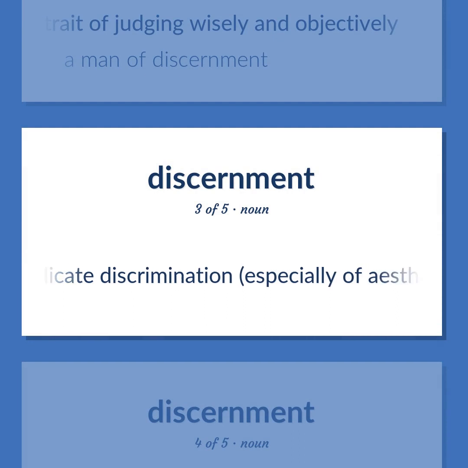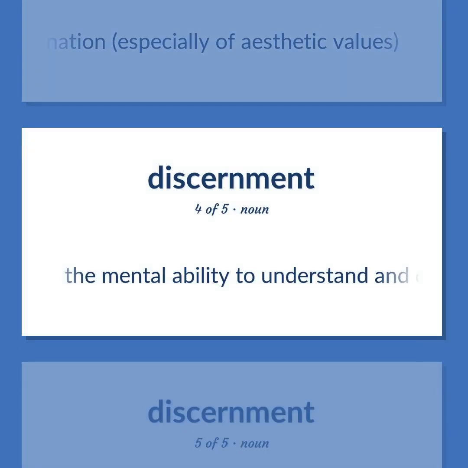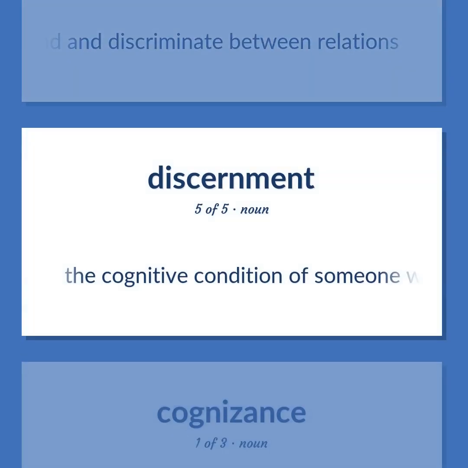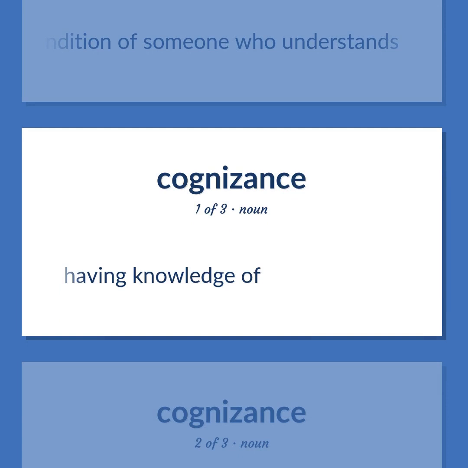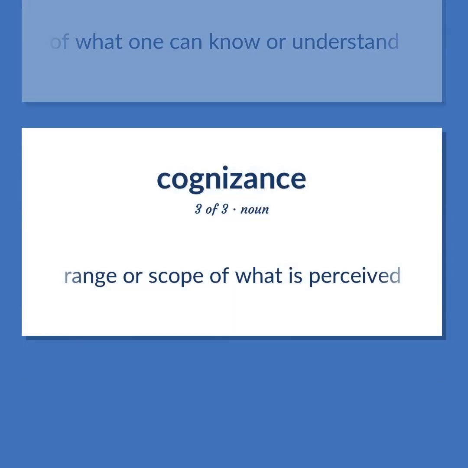Delicate discrimination, especially of aesthetic values. The mental ability to understand and discriminate between relations. The cognitive condition of someone who understands. Having knowledge of. Range of what one can know or understand. Range or scope of what is perceived.